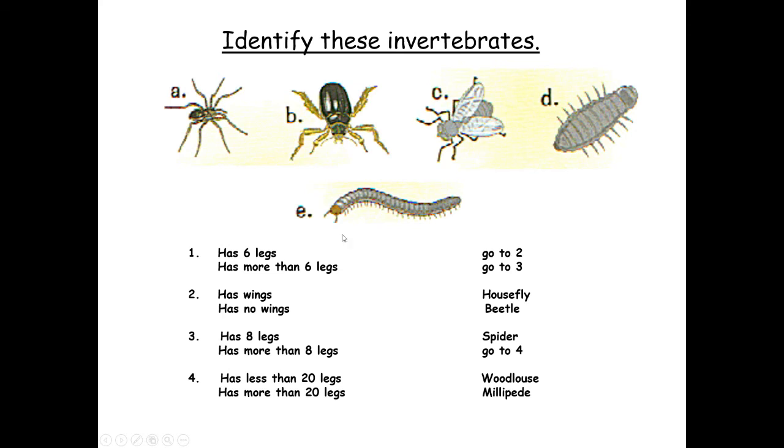C, 6 legs but has wings, so it has 6 legs. Go to 2, has wings, housefly. D, 1, 2, way more than it's got, what's it got? 3, 6, 7, 14. Yeah, 14 legs for D, so that's more than 6. Go to question 3. Has more than 8. Go to question 4. It's got fewer, not less, fewer than 20, so it's a woodlouse or a slater. So E, we're going to answer the same questions. More than 6, more than 8, more than 20, it's a millipede.